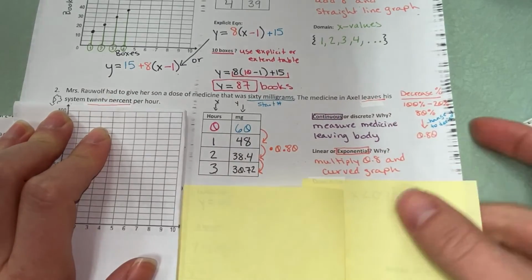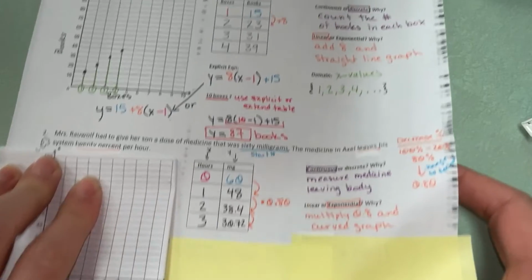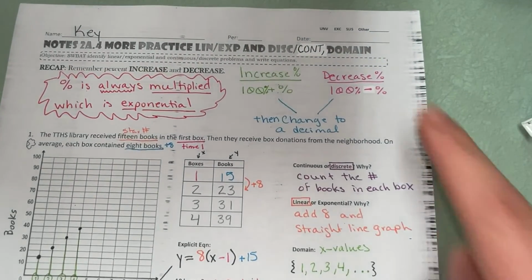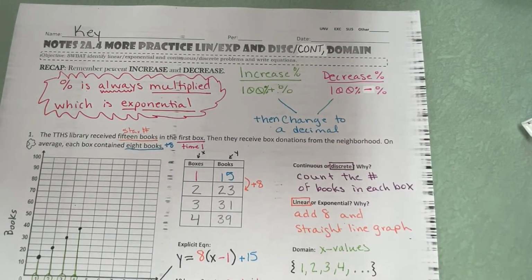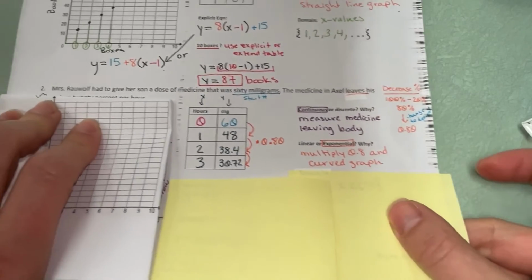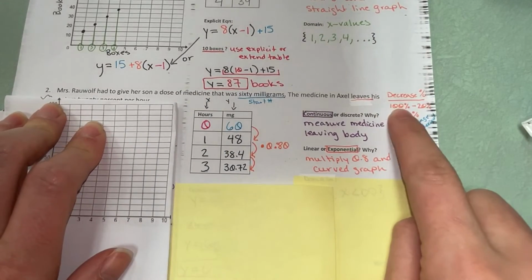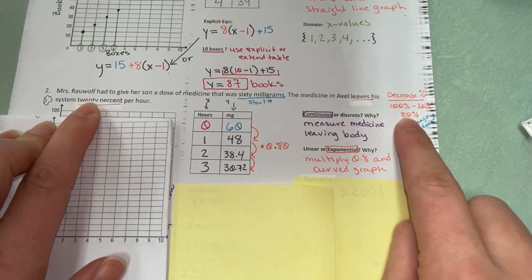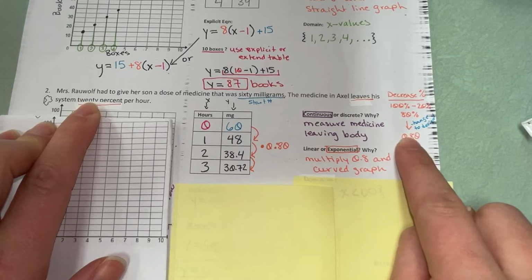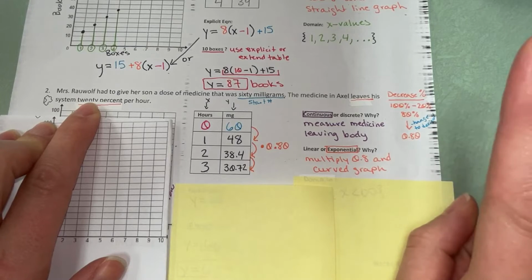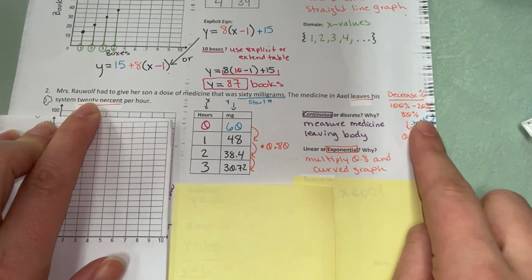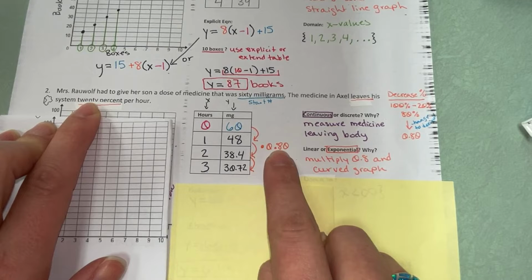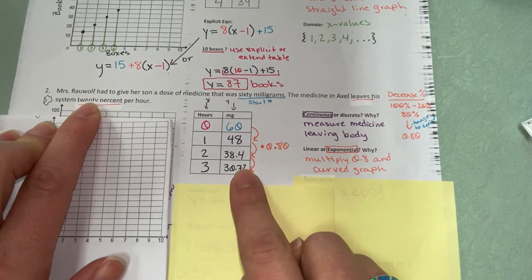So that's where we have to use that information that we wrote out at the beginning of the class, the decrease right there. Leaving his body is a decrease thing. So I do a decrease percent. So I do 100% minus that 20%. That gives me 80%. I'm going to change that to a decimal. So that gives me 0.80. Remember, decimals you always multiply. So that's why we're multiplying by 0.8 as we go down our table.